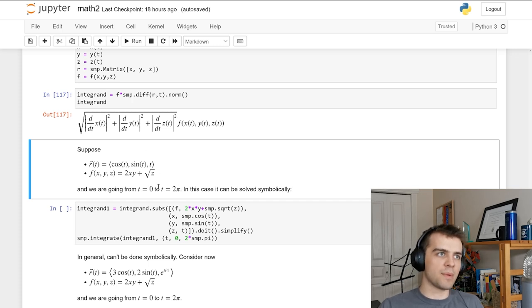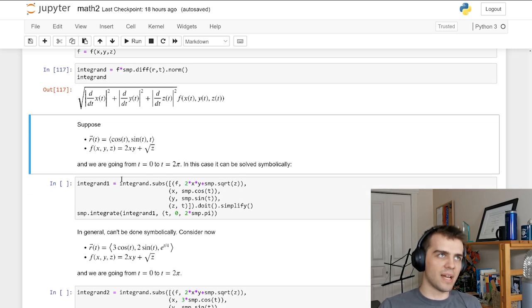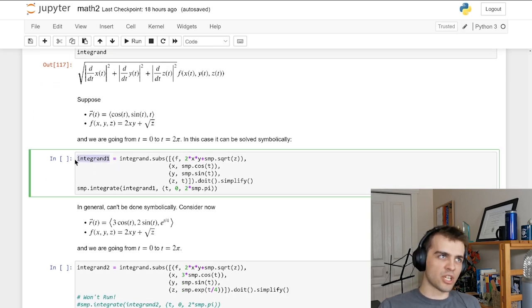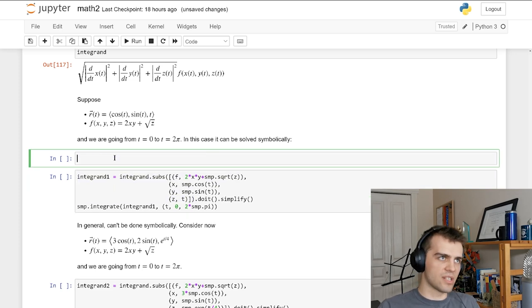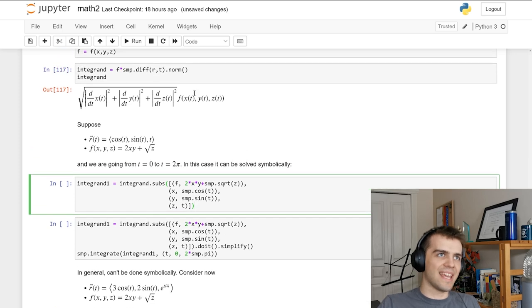This particular thing can be done numerically. So I say I have my integrand here, but integrand 1 is a particular form of that integrand where I substitute f is equal to 2 times x times y plus square root of z. So I'm putting in that form of f. Then I substitute x as cos t, y as sine t, z as just t on itself. And if I just show you this code here, I'm substituting into this expression all the things that I want.